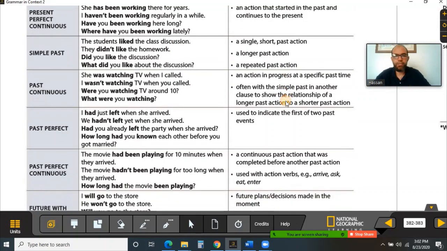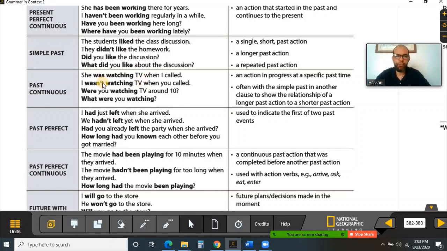Okay, past continuous. Let's talk about the form first. The past continuous or progressive is formed by adding the verb be and then verb ing. The verb be in the past, like was or were, and verb plus ing. So was watching, were playing, was making, were making, etc.